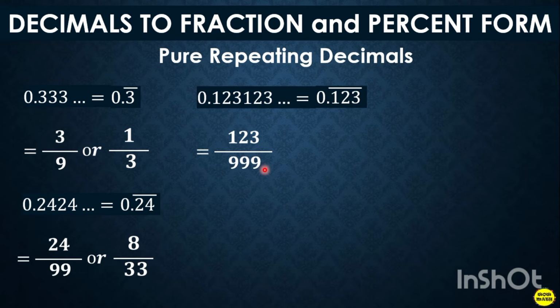So, we can divide this by 3. Pwede pa natin itong i-divide by 3. So, we have 41 over 333.